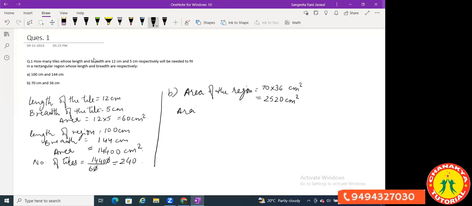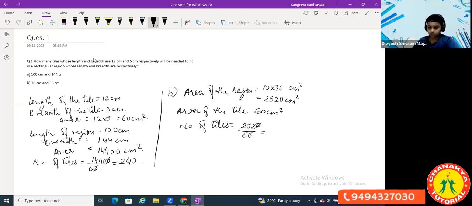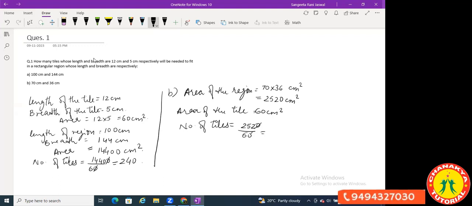Now area of the tile we already know. So quickly find the number of tiles. Ma'am, 2,520 by 60. It's 2520 upon 60 will give me how much is the answer? See, we can cancel the 10 here. Then 6 4s is 24. Ma'am, it's 42. Ma'am, 42.